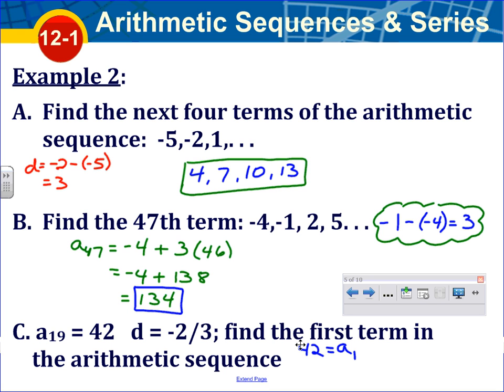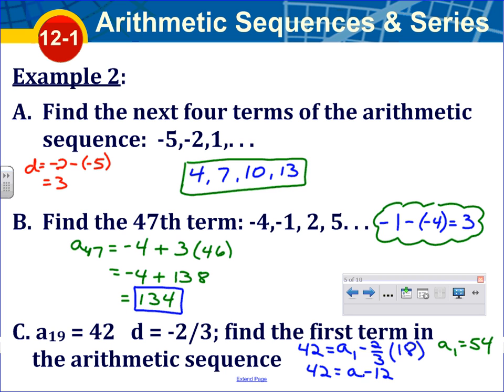My D is -2/3, so I'm going to put -2/3 there. And then I have my parentheses. And my N is 19. So 19 minus 1 is 18, and that goes in my parentheses. So now it's just a matter of solving for your variable. So I'm going to multiply -2/3 times 18. So I get 42 equals A minus 12, and I add 12 to both sides. So A sub 1 equals 54.